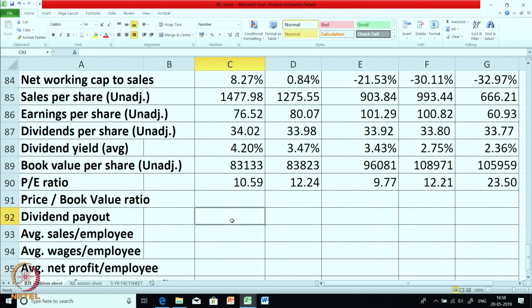Now let us go to the dividend payout ratio. So we have already calculated dividend per share. We will divide it by, we will take the market price. So dividend per share upon market price, this is a percentage of earning the shareholders are getting.